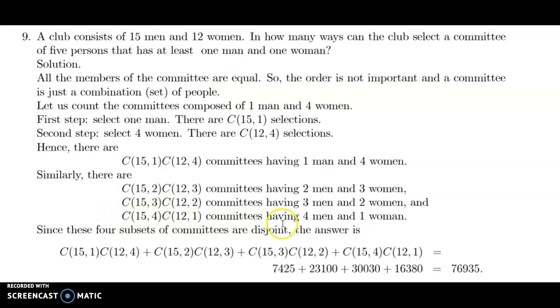Similar 2 steps are used. Because all those committees that have 1 man and 4 women are different from the remaining committees, which have 2 men and 3 women, or 3 men and 2 women, and so on. That is, we have to add those numbers. And this is the answer. The sum of these products. Evaluate this using the calculator. And the output is 76,935.